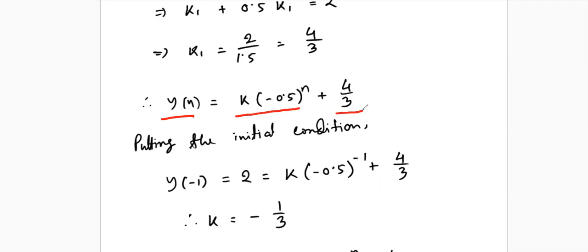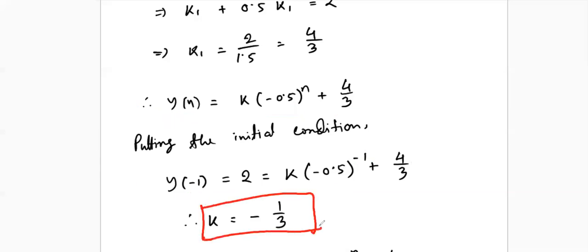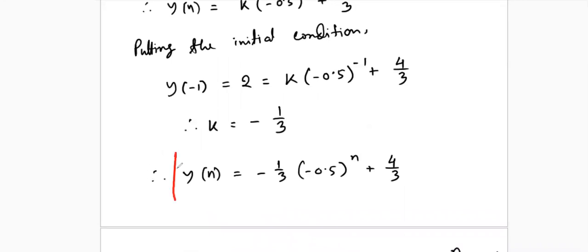Now you can write the overall solution as your complementary solution plus the particular solution. Now you can put the initial condition, y minus 1 is equal to 2. It is given, and then k times minus 0.5, putting n equal to minus 1, and then plus 4 divided by 3. From there you can find k is equal to 1/3 minus 1/3. So now you can find the value of k here. You can put the value of k there, and finally you found the solution. This is your solution.